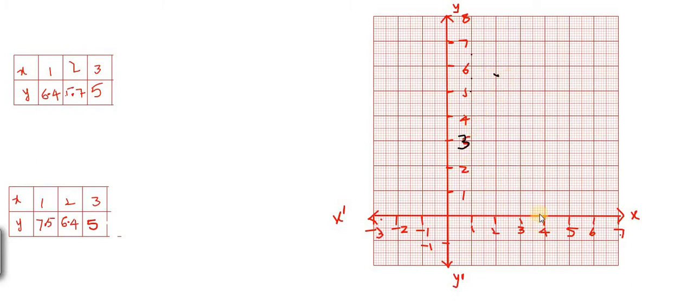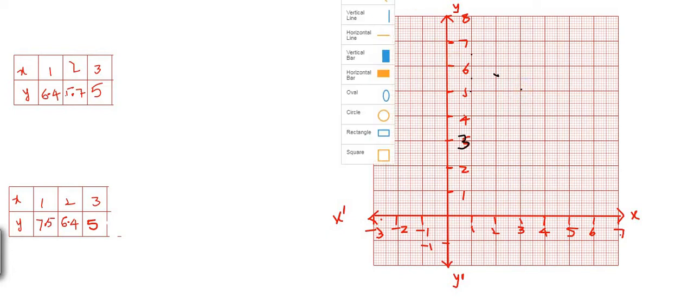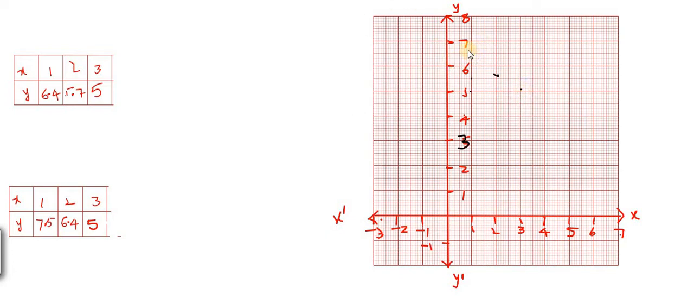So next 3 comma 5. So 3 and 5. 3 comma 5. So now join these points using the shape. So I'll get it like this. Okay.